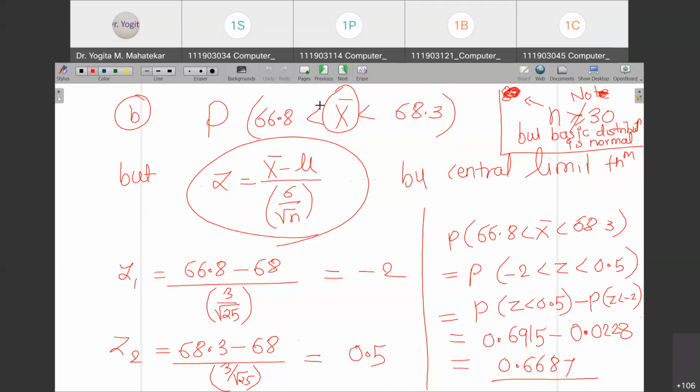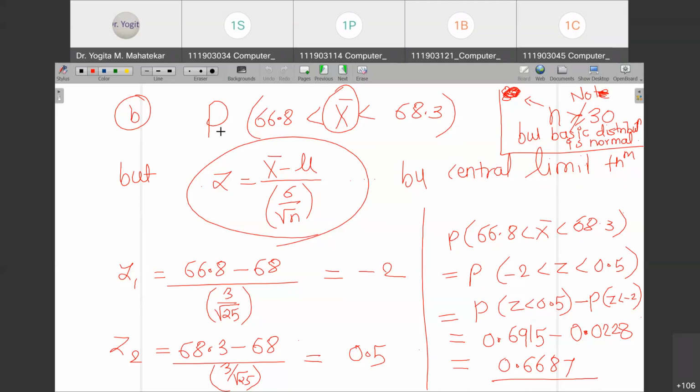Okay. So I have to find out now how many sample averages, how many samples and their means, lie between 66.8 and 68.3. The question is how many, and they're not asking directly for the probability. First, we find the probability. When I multiply the probability value, which is up to 4 decimal places, generally if you use the statistical tables given at the end of your textbook, for example, here I'm getting the answer 0.6687.